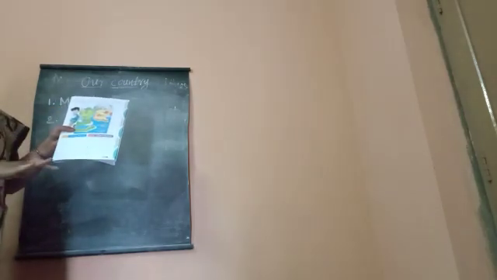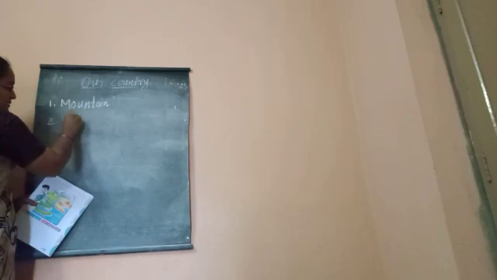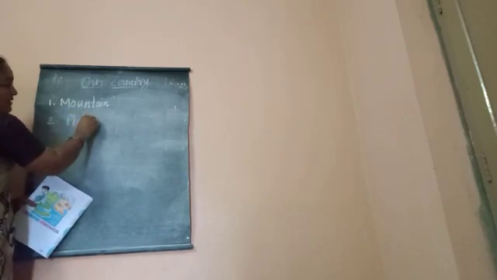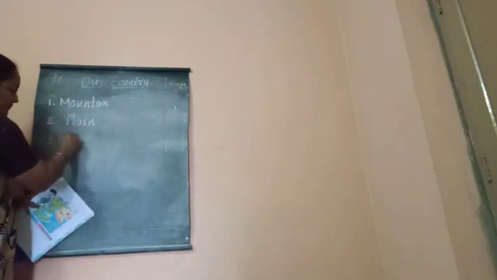Second one, where is number 2 here? It is a flat area which is suitable for growing crops. Second one is plains. A flat area of land which is suitable for growing crops is plain. Next, number 3. It is higher than the land around it. Third one is hill.